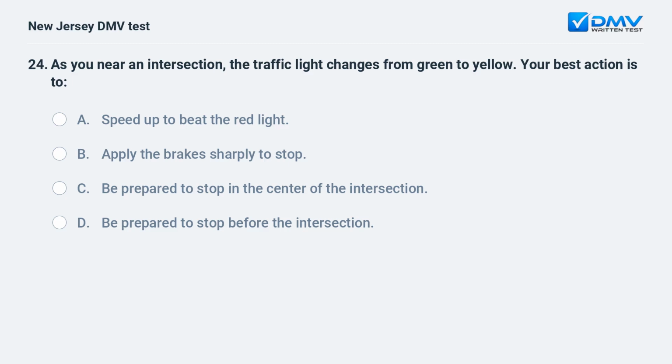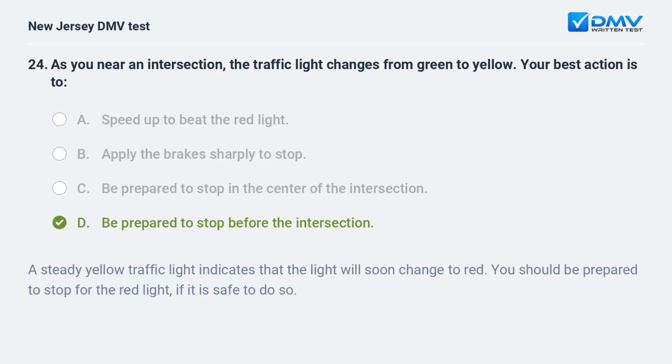As you near an intersection, the traffic light changes from green to yellow. Your best action is to A. Speed up to beat the red light. B. Apply the brakes sharply to stop. C. Be prepared to stop in the center of the intersection. D. Be prepared to stop before the intersection.